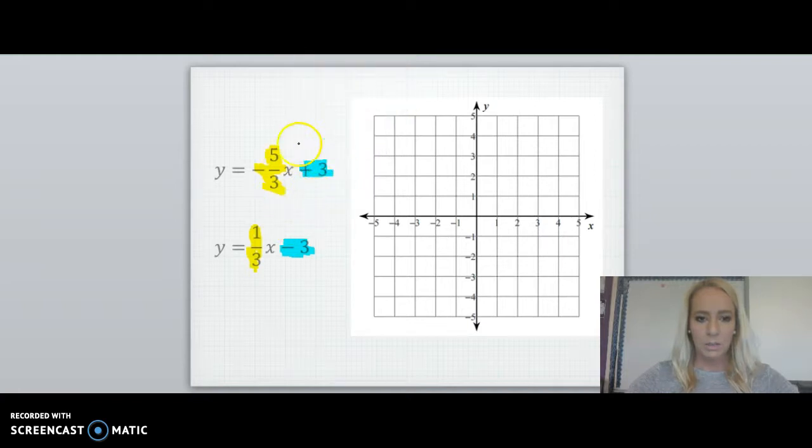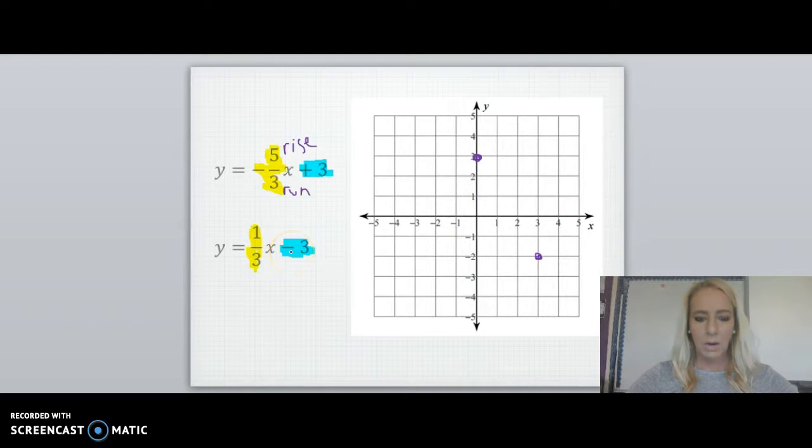This equation, or this line, crosses the y-axis at 3. So I'm going to graph my point at 3. And I'm going to use slope to determine where the next point would be. This is a negative slope. Again, this is rise over run. You can recall from our slope unit. So I'm going to rise negative 5, 1, 2, 3, 4, 5, and run positive 3, 1, 2, 3, and graph my point.